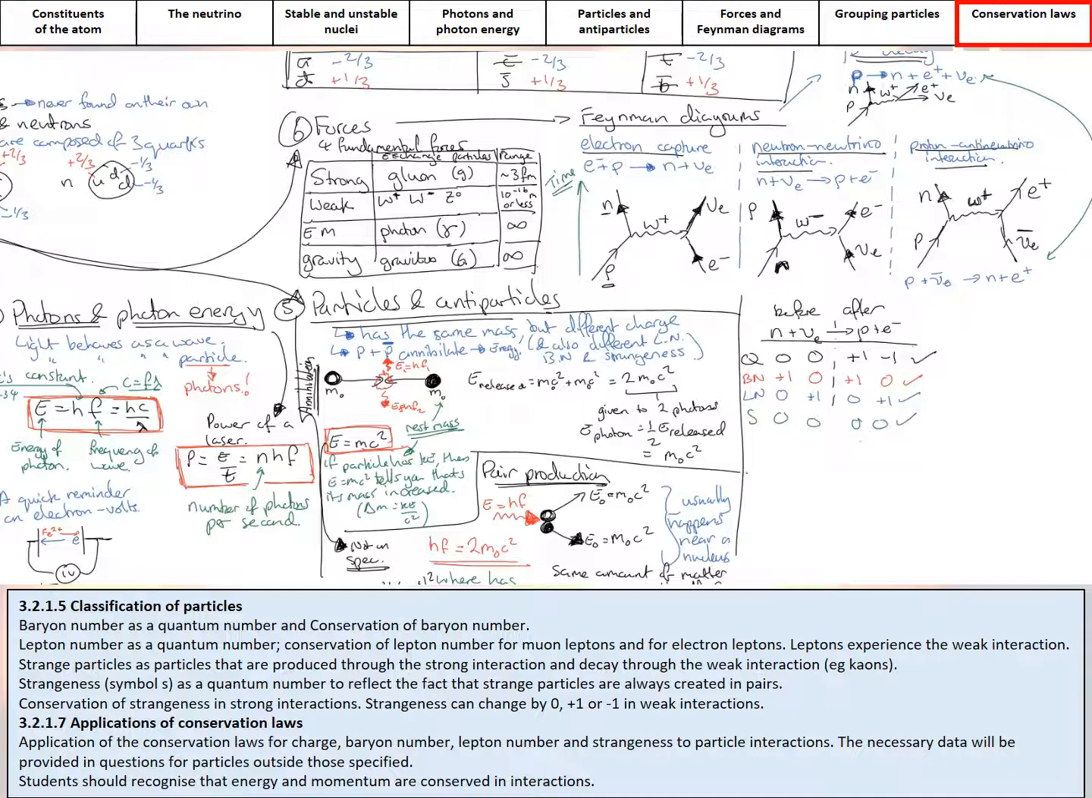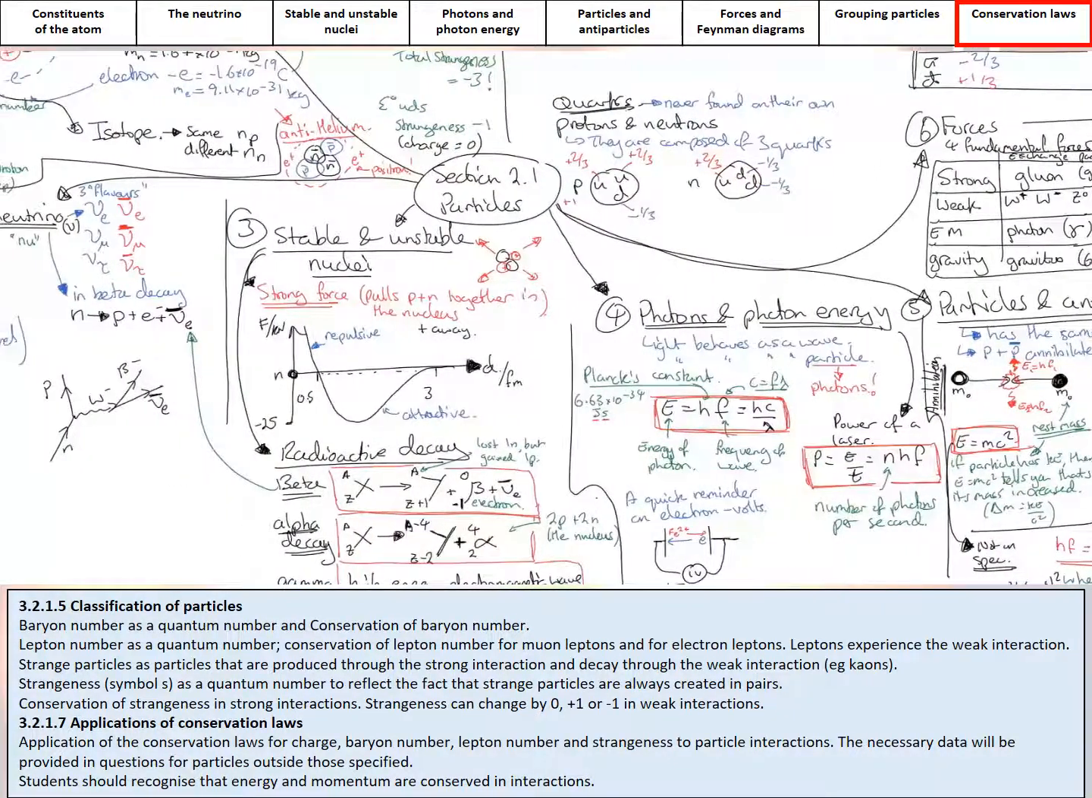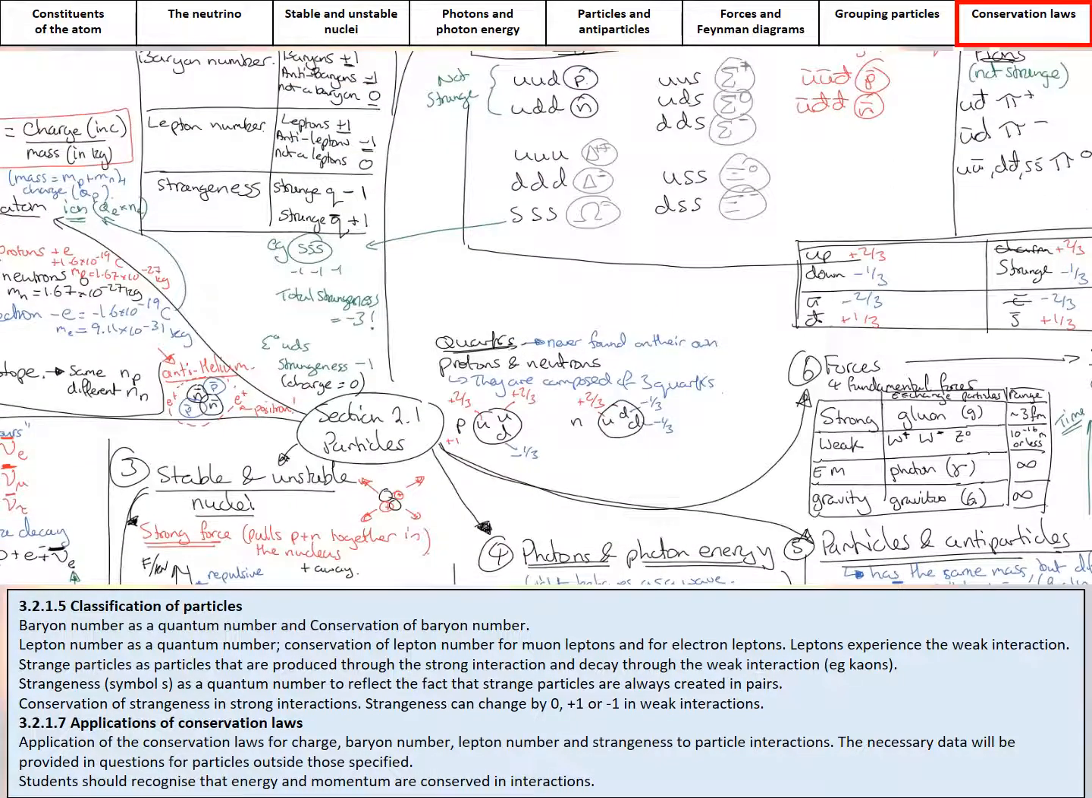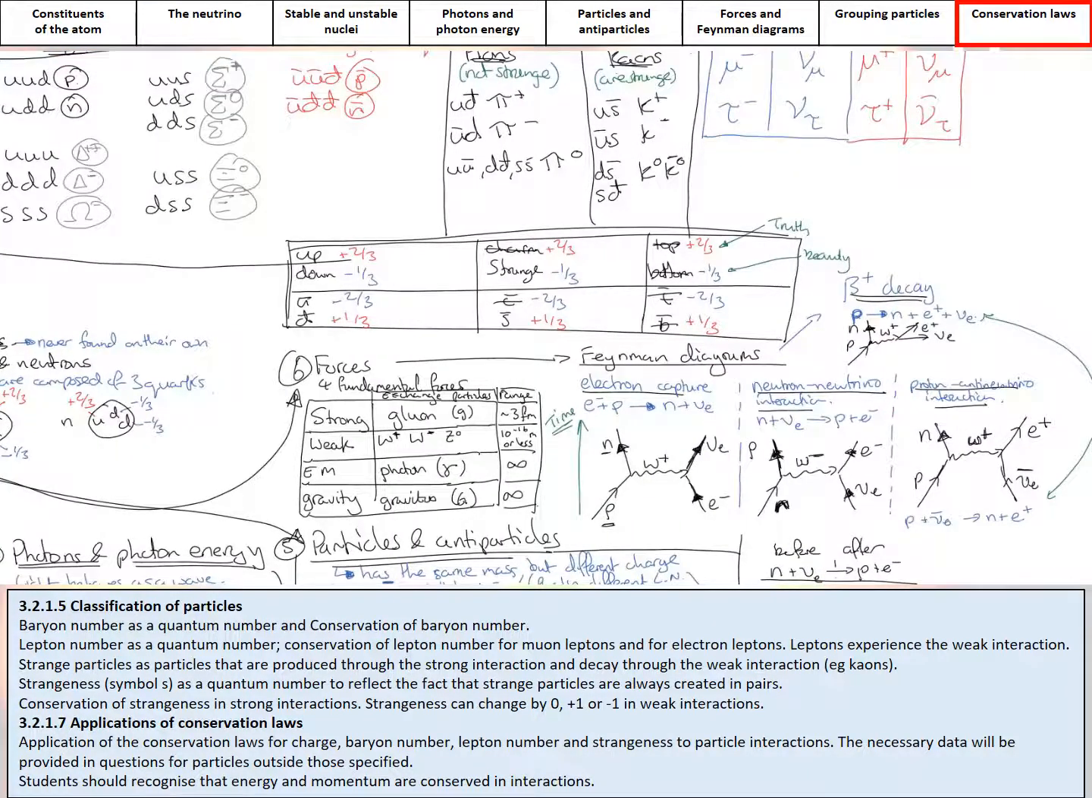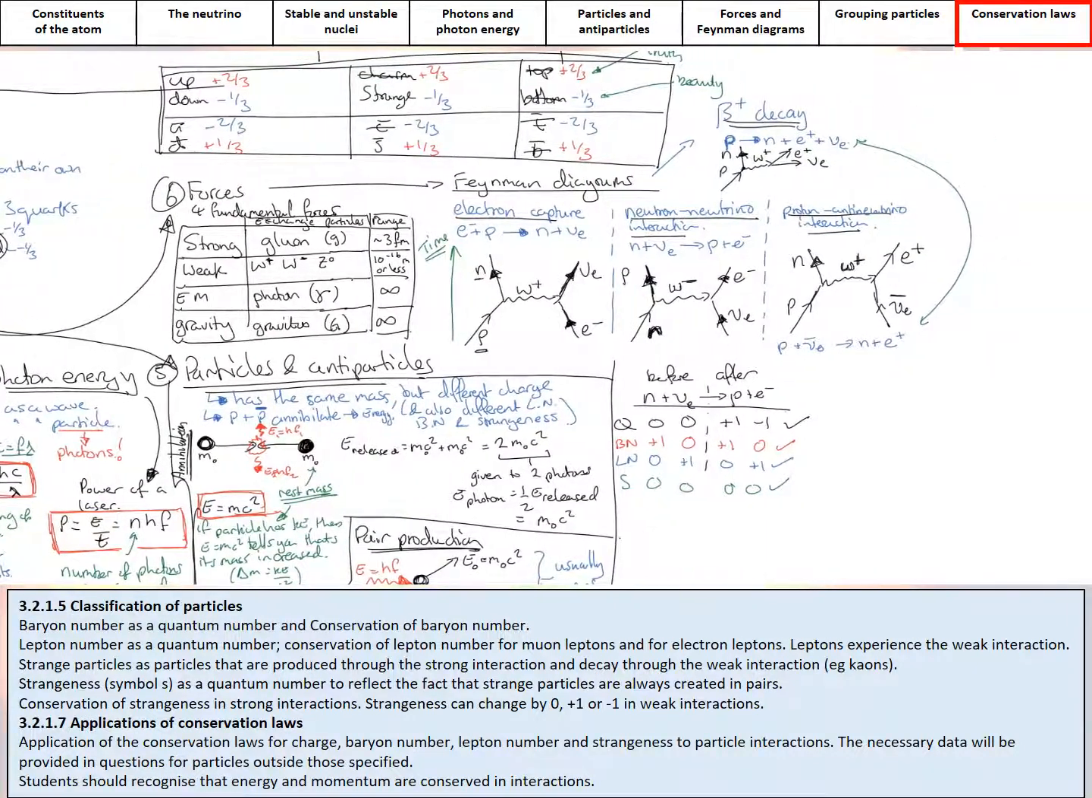Now, strangeness is always conserved in the strong interaction. We should make a note of this over here. So it's conserved in the strong interaction, but it's not necessarily conserved in the weak interaction, for reasons that I will explain in a couple of minutes. So that's our neutron-neutrino interaction.